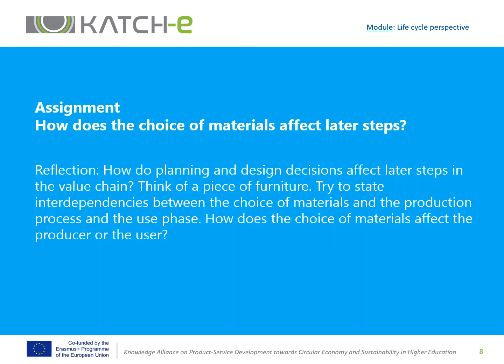Let's do a reflection on how planning and design decisions affect later steps in the value chain. Think of a piece of furniture. Try to state interdependencies between the choice of materials and the production process and the use phase. How does the choice of materials affect the producer or the user?